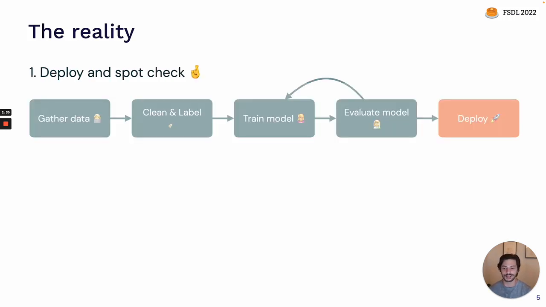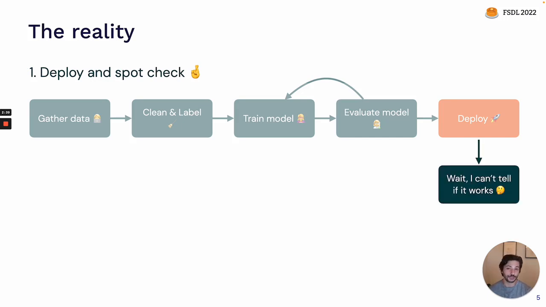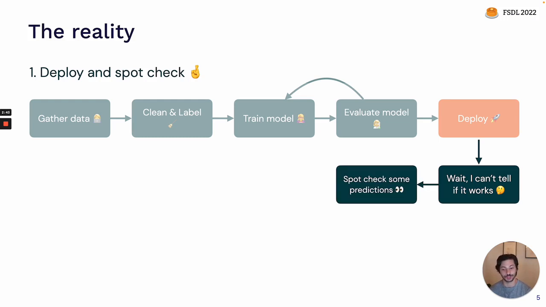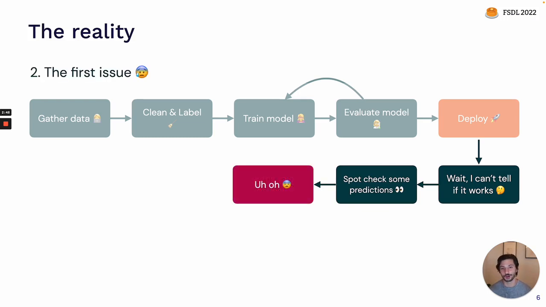The problem begins after we deploy it, which is that we generally don't really have a great way of measuring how our models are actually performing in production. So often what we'll do is just spot check some predictions to see if it looks like it's doing what it's supposed to be doing. And if it seems to be working, then that's great. We probably move on and work on some other project. That is until the first problem pops up.